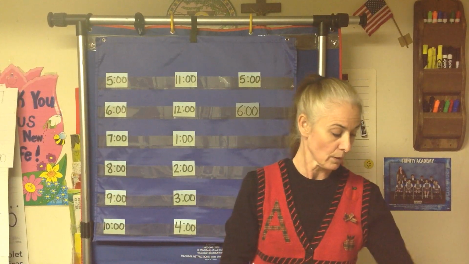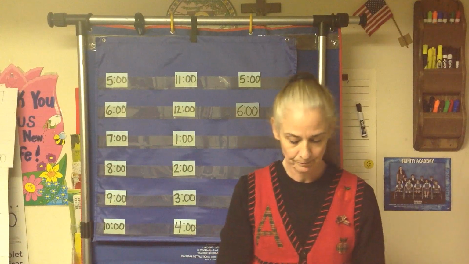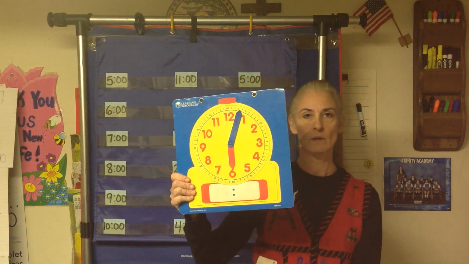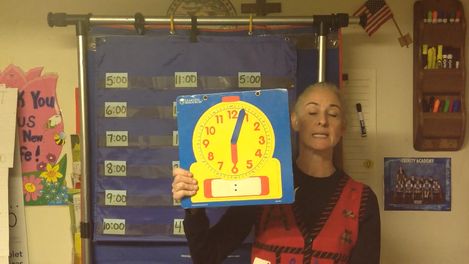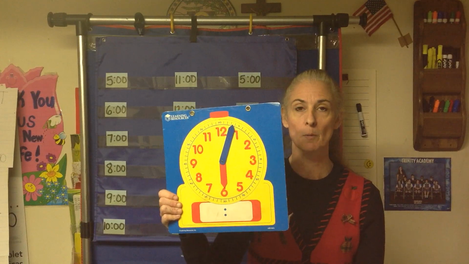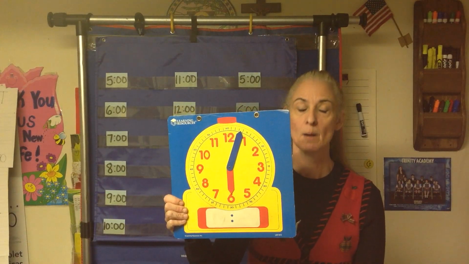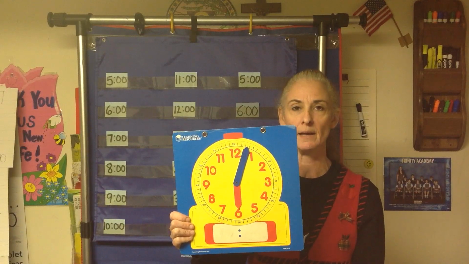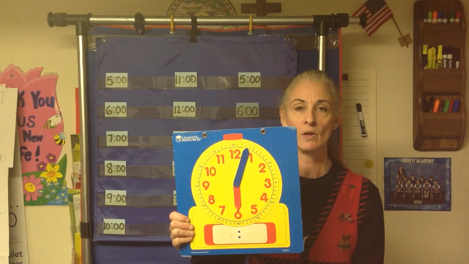Okay, remember yesterday I said that these numbers represent our hours and our minutes. But there are 24 hours in a day. The numbers only go up to 12. Do you remember why? Right, because each hour happens twice in one day, but at different times.